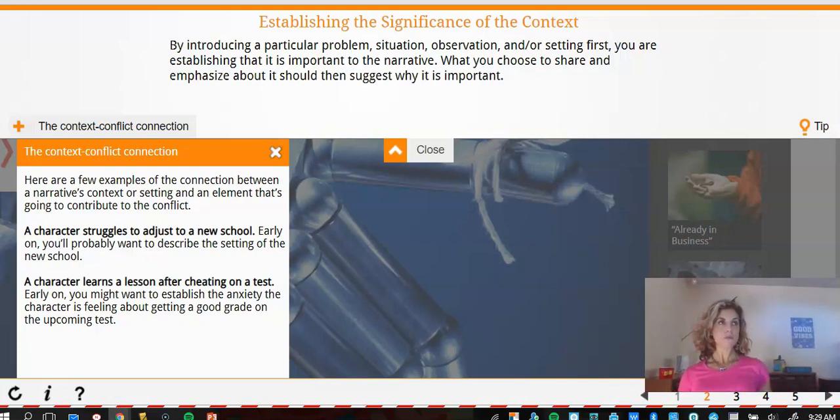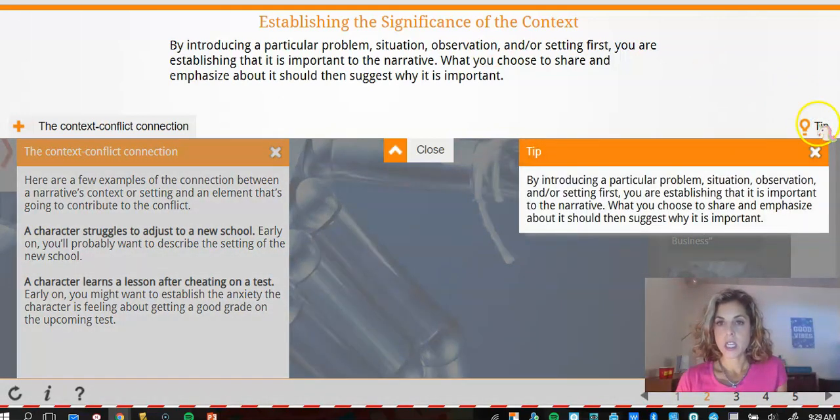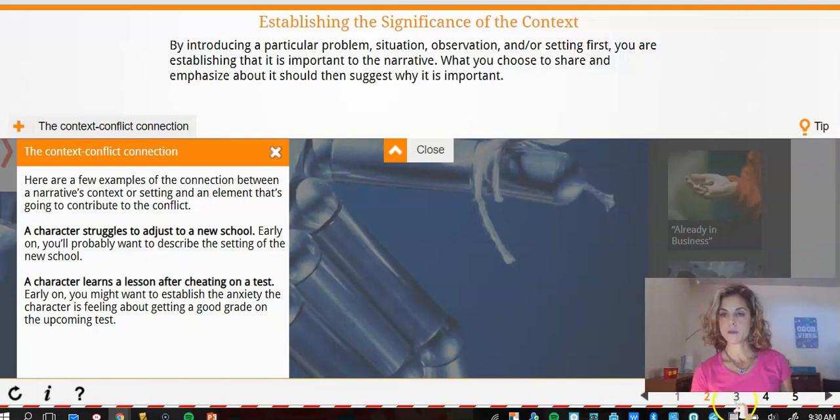Caden. My guy is forced to serve in the military in a foreign country and is afraid of death. Okay. For yours? That's awesome. Okay, let's move on. Let's look at this pro tip. By introducing a particular problem, situation, observation, and or setting first, you are establishing that it is important to the narrative. What you choose to share and emphasize about it should then suggest why it's important. Okay. Got it.